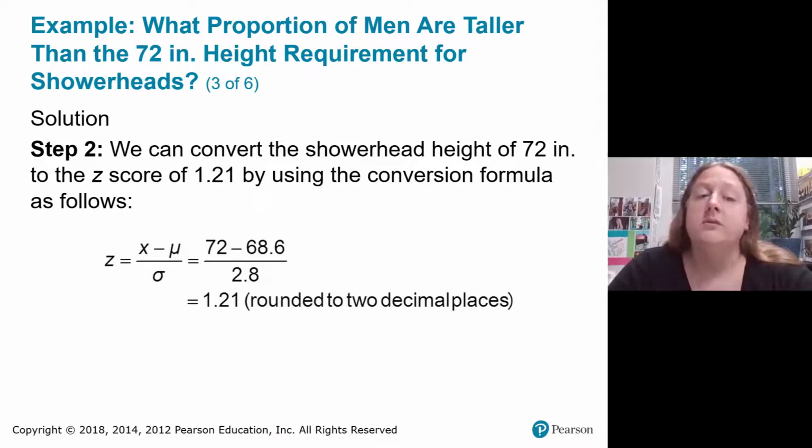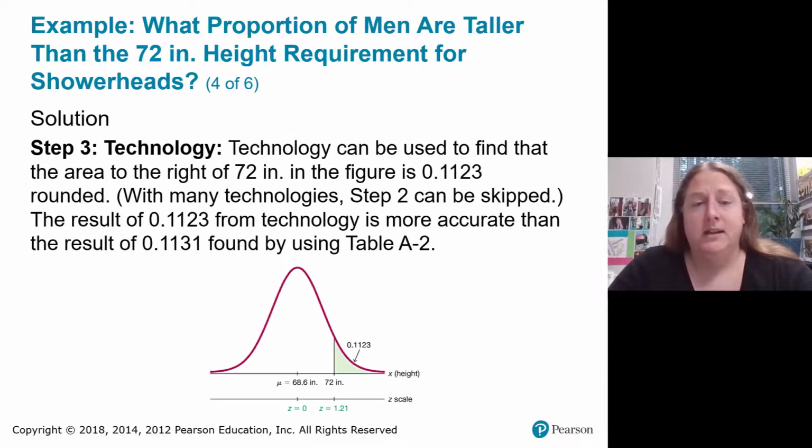Then we're going to convert our shower head height of 72 inches to a z-score. So we'll use our z-score formula, and we get 1.21 when we round to 2 decimal places. And so we're going to add that axis underneath our x-axis. We'll have our z-score axis, where the mean is labeled as z equals 0, and the value for 72 inches is 1.21, like we found.